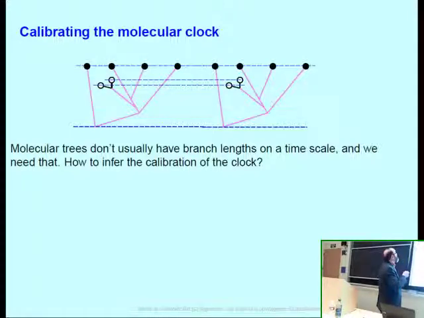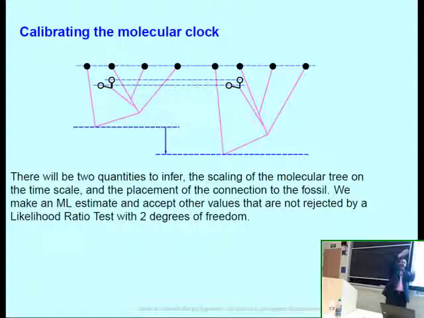And here are the fossils whose times we do know. We know how many million years ago they were. And here I have them both hooked up in somewhat different places. And what I'm going to do is try different stretchings of the molecular tree, different scalings of branch length with time, and make that another parameter and estimate it. So what we're going to do is take the molecular tree, draw it on a rubber sheet, and stretch it out by various amounts.